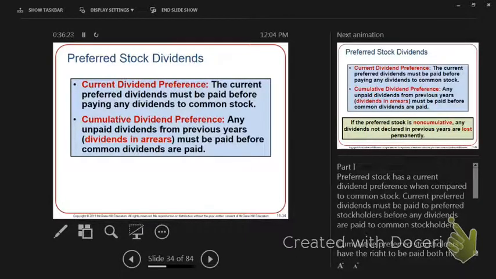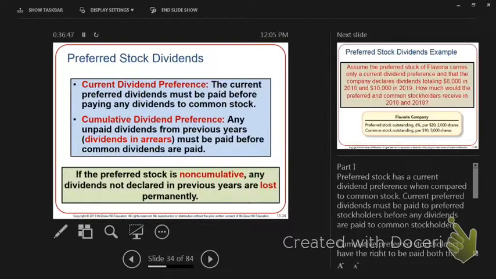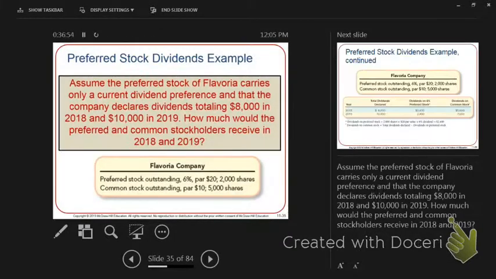So the first thing you have to look at when you're doing a preferred dividend is figuring out, is it current or is it cumulative? It will say either cumulative or dividends in arrears. If it says the stock has dividends in arrears, that means it's cumulative. You can't have dividends in arrears and not be cumulative. The next question is, how do you figure out what the dividends are? I'm going to show you that.